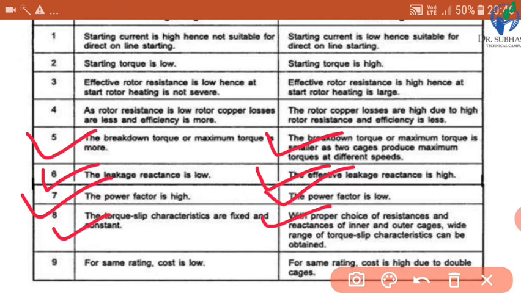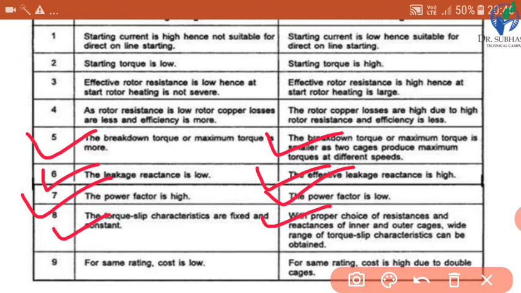We will see these points, what the inner and outer cages are, in the construction. So there are two cages, inner and outer cages. Due to this, a wide range of torque slip characteristics can be obtained in double cage motors.